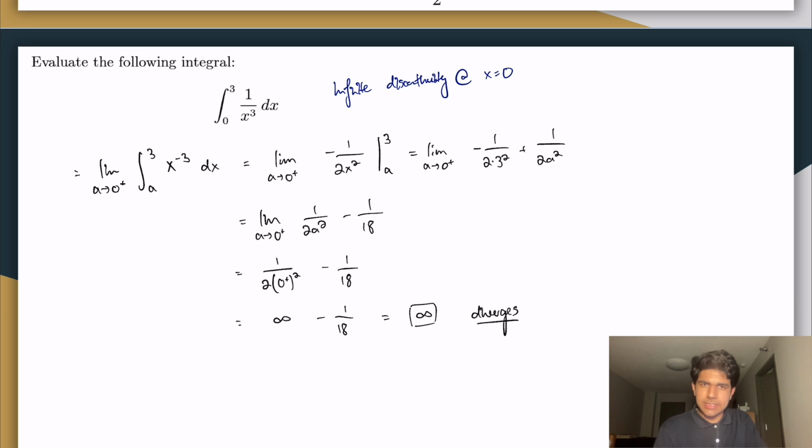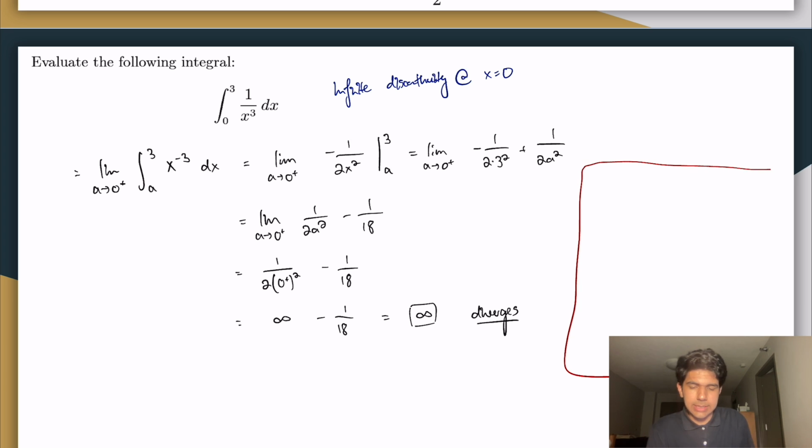So for a brief aside, which is tangential but still incredibly important: what happens if you don't immediately recognize that there's an infinite discontinuity in this problem? What if you just think this is a normal integral problem? Let's do that off to the side. If we were to just normally take the integral of 1 over x cubed dx, that will be equal to, as we solved, negative 1 over 2x squared, evaluated from 3 down to 0. Fundamental theorem of calculus, you get negative 1 over 18 plus 1 over 2 times 0 squared.